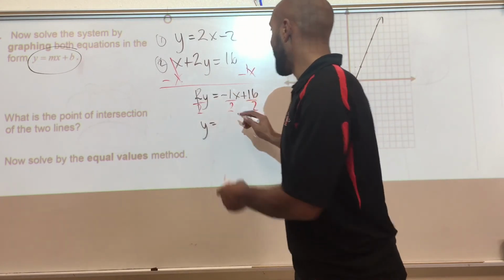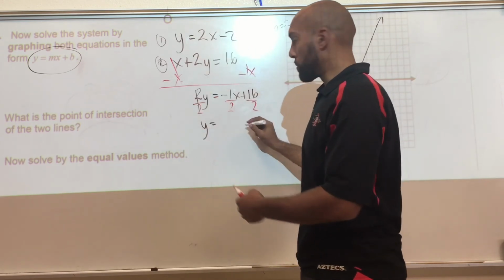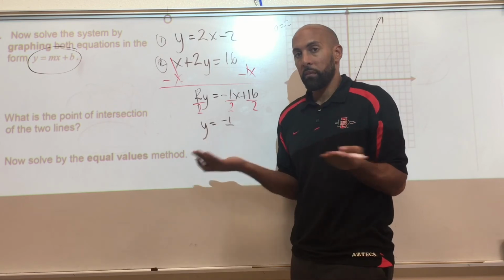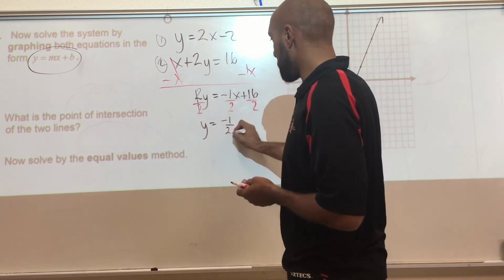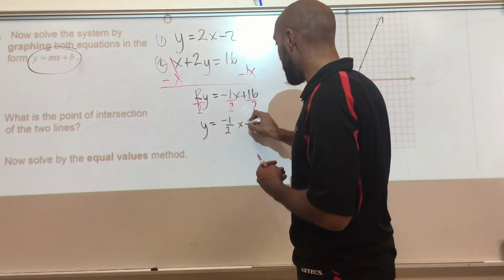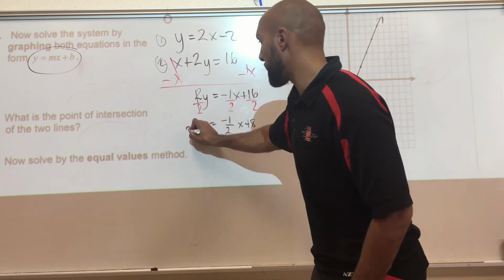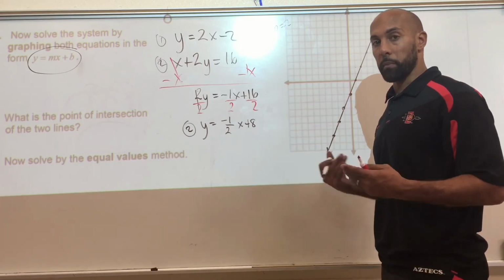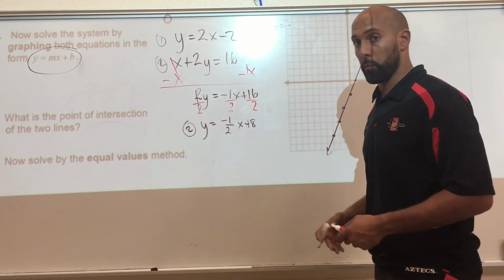Y equals negative 1 over 2 x, because I can't divide 2 into 1, so I'm just going to leave it as a fraction. Now, 16 divided by 2 is plus 8. And there's my second equation to graph. So now I can graph it, because it's in our y equals mx plus b form, or slope-intercept form.